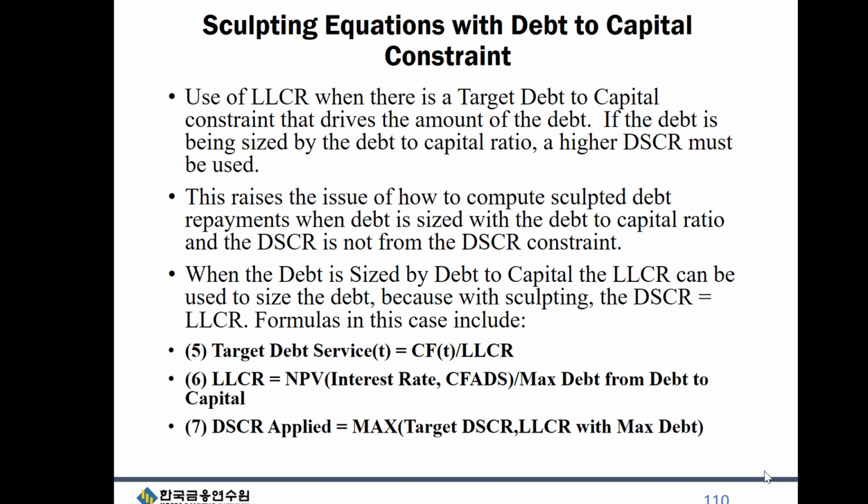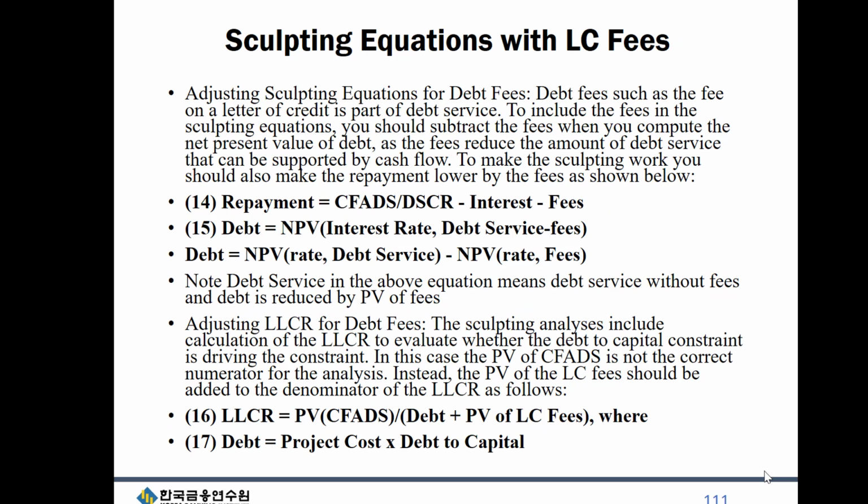And then we go through other things. What happens if you have a debt to capital constraint? Then you can do this LLCR trick, because I showed you in a way above, we saw that in sculpting, the DSCR and the LLCR are the same, and you can use that in a tricky kind of way. And then if you have fees, it gets a pain. That's almost why I made these equations, to remember what to do if you have fees.